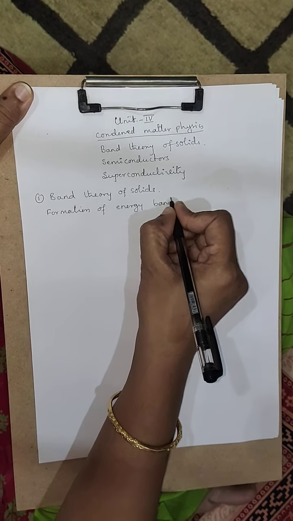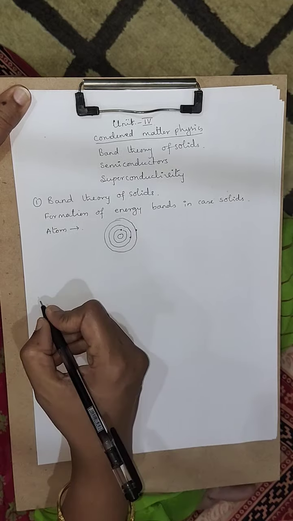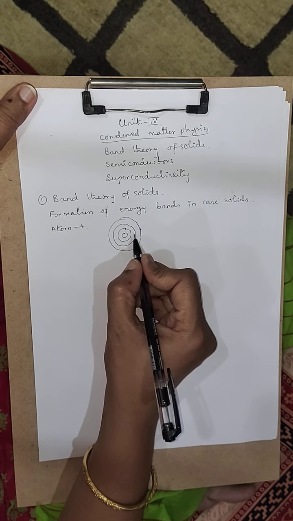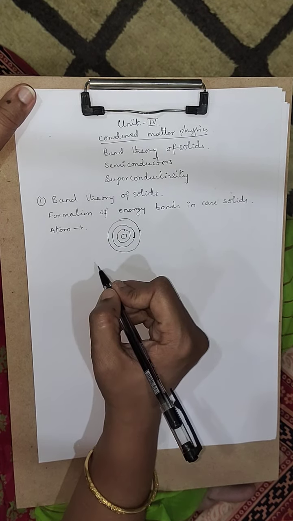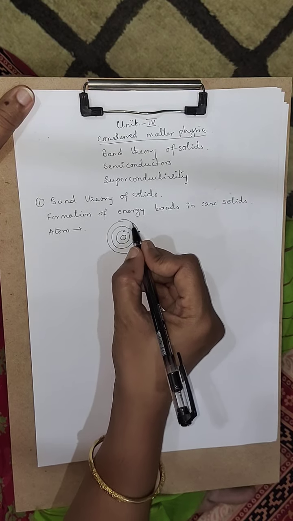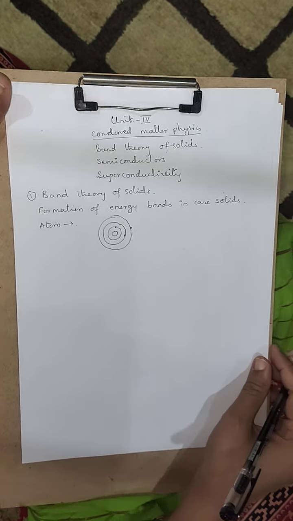For this, we'll start with our basic knowledge. We know about the atom: it has the nucleus and different orbits around it, and the electrons revolve around the nucleus in different orbits. The energy of electrons in different orbits is different. The energy of the electron in the innermost orbit is less compared to that of the higher energy orbits. So the energy of these electrons can be depicted in the form of energy levels.